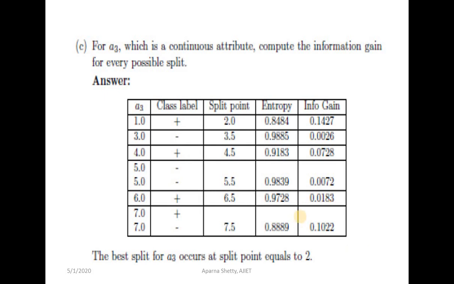Next, they have asked us to calculate, for A3, which is a continuous attribute, the information gain for every possible split. Now this is very, very important. You have to be very careful. You have to concentrate over here. Now A3 is a continuous attribute. How will we calculate? First, we have to calculate the entropy for A3. Once we calculate the entropy for A3, we have to calculate the information gain. Now refer to that table. There are different values for that attribute A3.